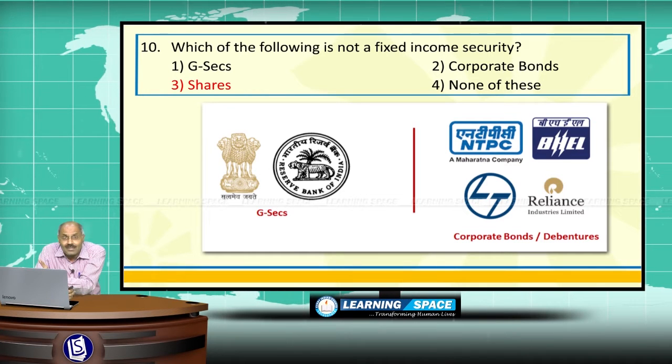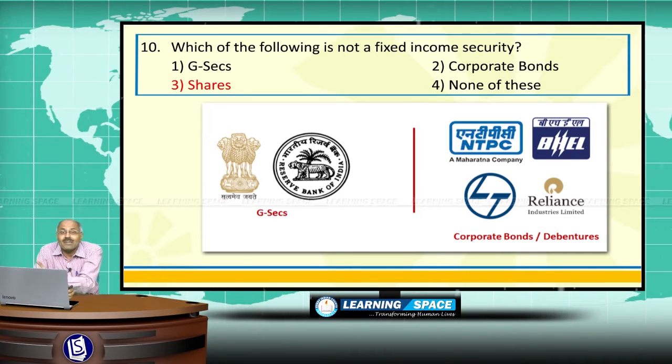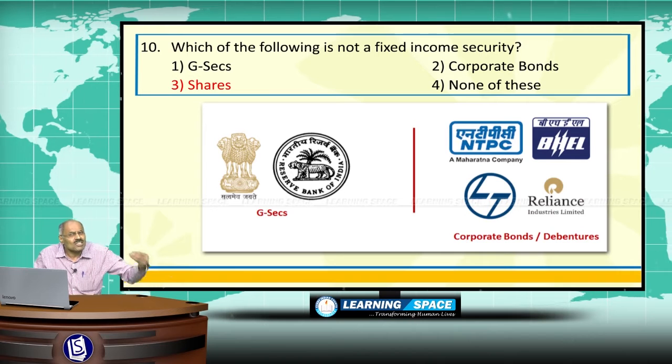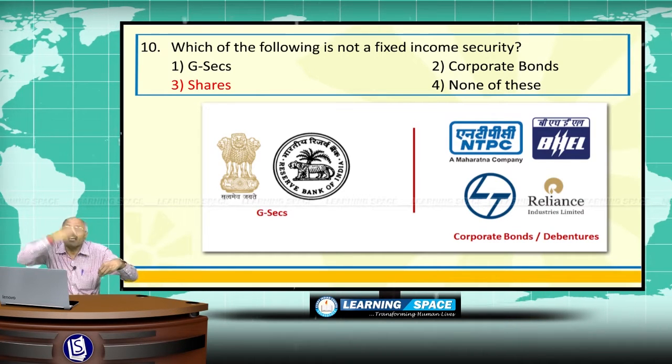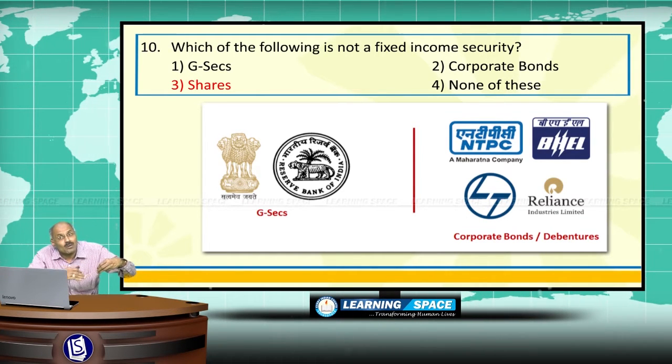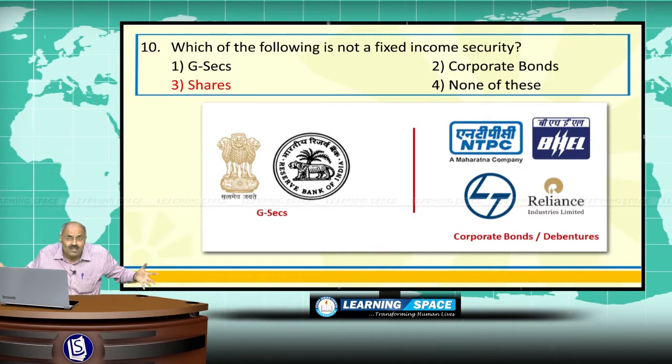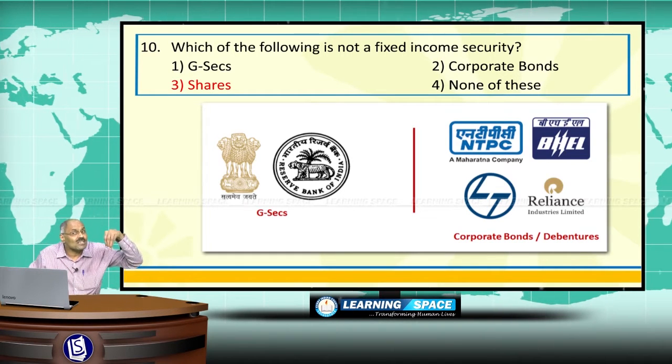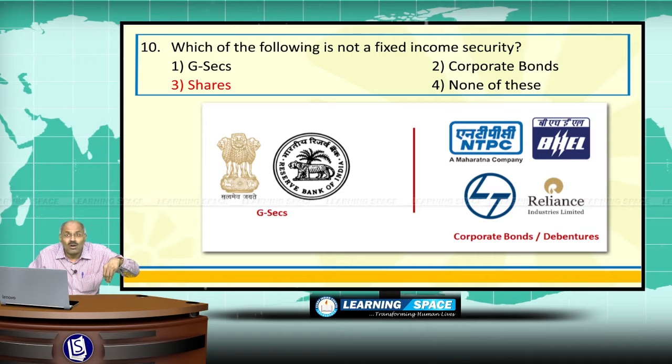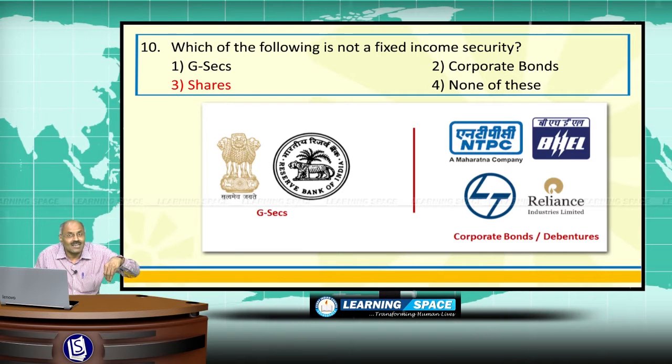The value or the returns on shares depends on market conditions. Shares may give higher profit, or sometimes they may go into losses. It all depends on the market conditions. So, shares is not a fixed income security.